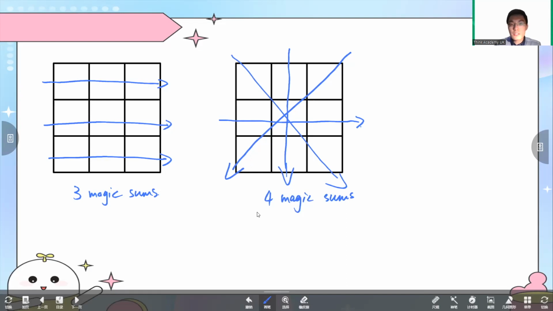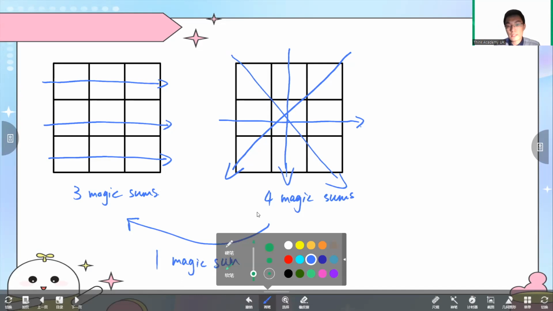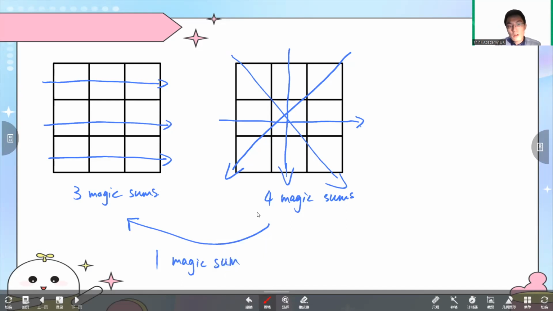Okay, so you see the difference between these 2 magic squares, the difference between the way we're counting, is 1 magic sum. Keep this in mind. This is really important. So the difference is 1 magic sum. Okay. And then let's have a look. So for the first magic square, the 3 magic sums, let me change the color, they represent the sum of 1, 2, 3, 4, 5, 6, 7, 8, 9.